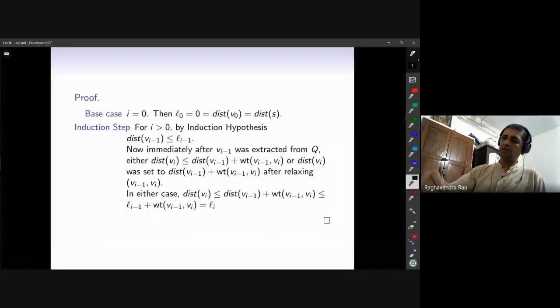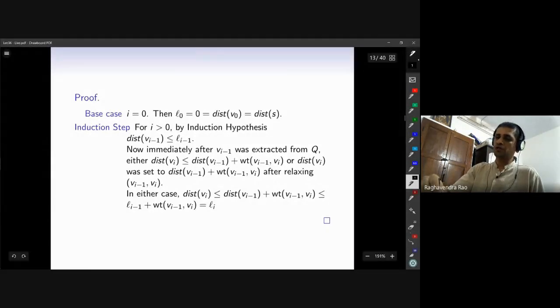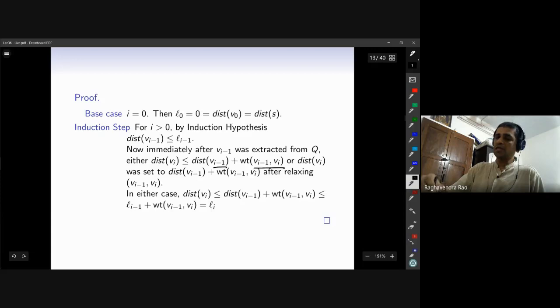Immediately after Vi minus 1 is extracted from the queue, there are two possibilities. Either the distance value, that is the value stored by the algorithm, is at most distance of Vi minus 1 plus weight of the edge Vi minus 1 to Vi, or there was a relaxation step immediately after Vi minus 1 is extracted. Distance Vi will be set to distance Vi minus 1 plus weight of Vi minus 1 comma Vi. So in either case, distance of Vi is at most distance of Vi minus 1 plus weight of the edge from Vi minus 1 to Vi.